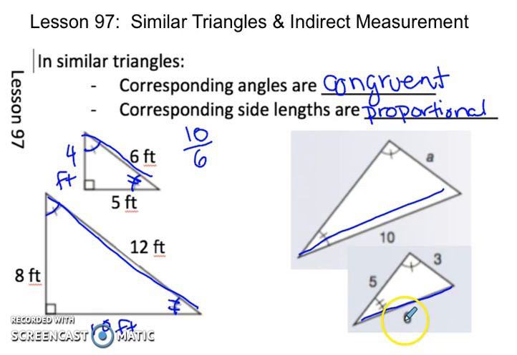Then let's find the side that we want in our larger triangle. So that would be A, which matches up with 3. So if I do 10 over 6, then I'm going to jump back up and do A over 3. So I get 10 over 6 is equal to A over 3. Cross multiply. You get 30 is equal to 6A. Divide by 6, which means that A is going to be 5.